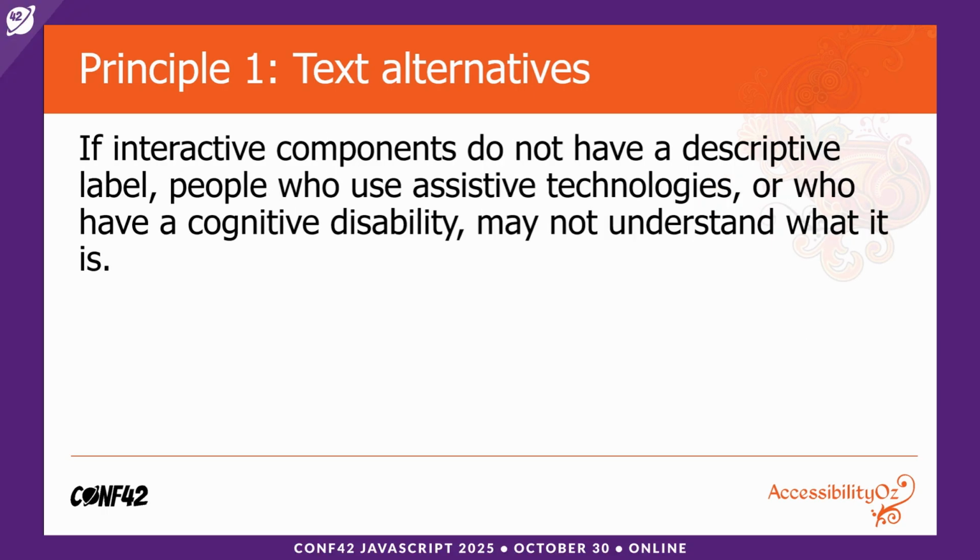And also, if interactive components do not have a descriptive label, people who use assistive technologies or who have a cognitive disability may not understand what it is. Now, if you got to this part of the presentation and you've gone, what are assistive technologies? I don't really understand all this accessibility stuff.